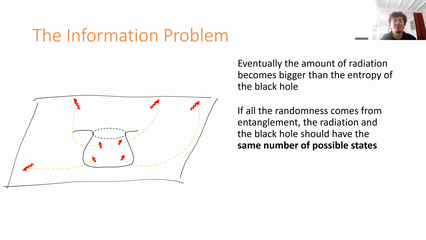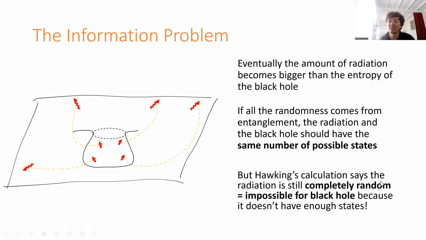So there's a general statement about entanglement in quantum mechanics that says that the randomness, the noisiness that comes from entanglement between two systems is the same for both of the systems. So if system A is entangled with system B and system A looks very noisy, then system B has to look equally noisy. Okay, so if all this randomness was coming from entanglement rather than some fundamental weird loss of information, then this radiation and this black hole should have the same number of different possible measurement outcomes, the same number of different possible states.